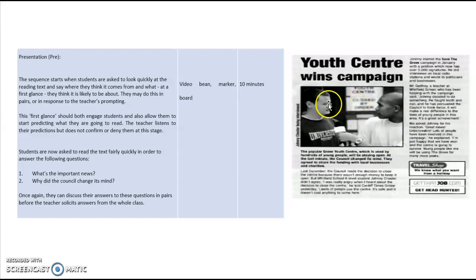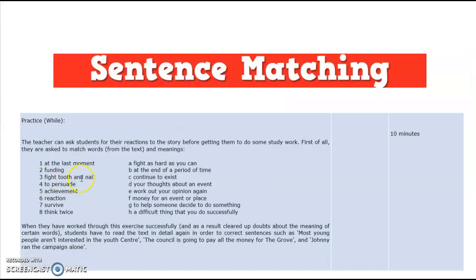Okay, so the students are now asked to read the text fairly quickly and answer those questions. And the next one is about sentence matching. The students have to match the sentences. Later, when they have worked with this exercise successfully, the students have to read the text in detail again in order to correct the sentences.